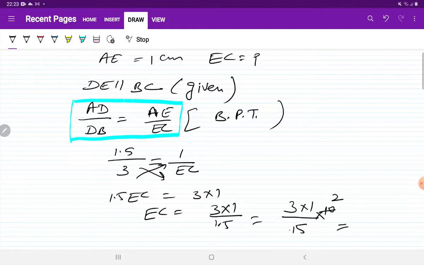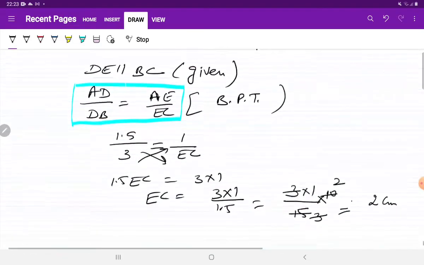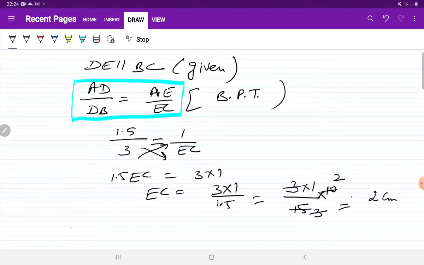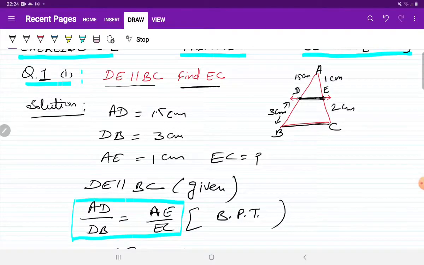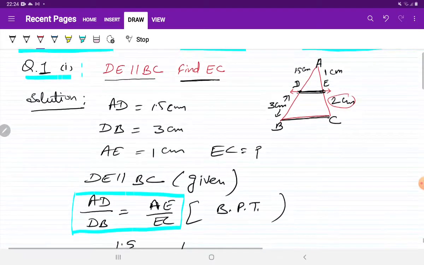5 2s are 10, 5 3s are 15, 3 3. So we'll get only 2. That is 2 centimeter. So how can we find one side? So this implies what is EC? EC is equal to 2 centimeter. This is your final result. So EC is 2 centimeter, which we got now. Okay. So this way you can find one missing side.